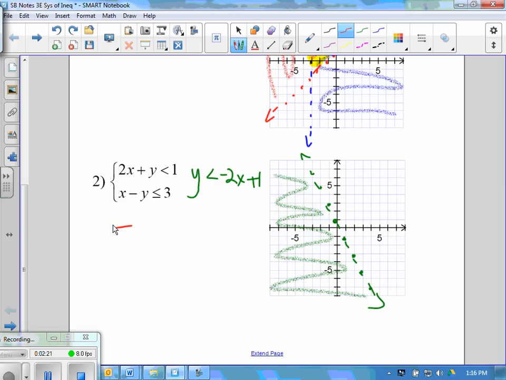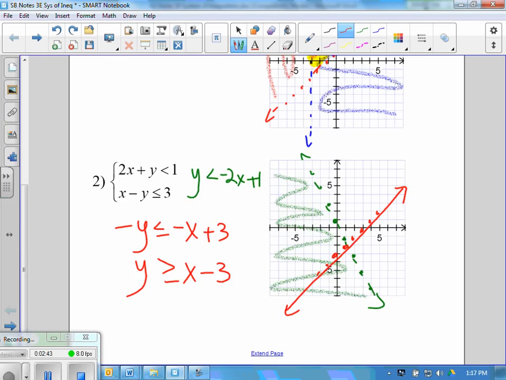Next line, the next inequality, we need to solve again for y. So we're going to move our x across, and when we divide by -1, don't forget to reverse the direction of your inequality. So we have a y-intercept of -3 and a slope of +1. This time we have the or equal to, so we're going to have a solid line. The graphing form of the inequality is a greater than, so our shading should be above the boundary line. Do you see the region where the two shadings overlap? This region right here is your final answer. So we're going to highlight to show that this is our solution.